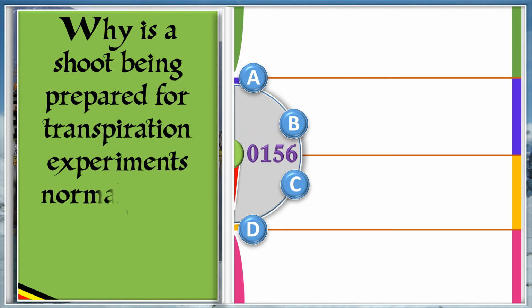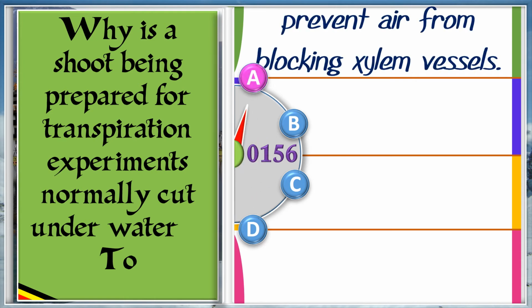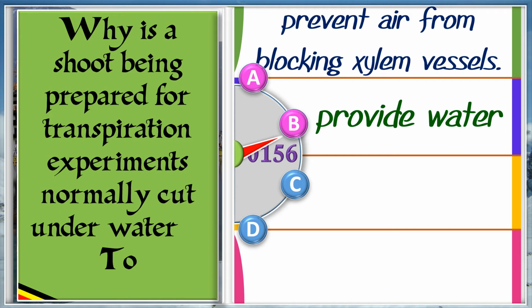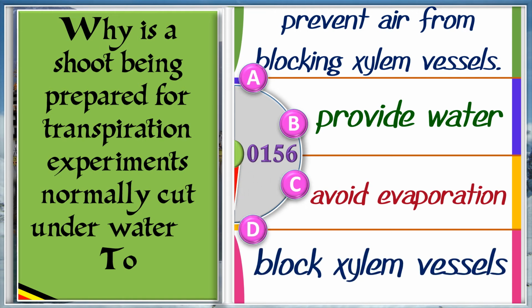Why is a shoot being prepared for transpiration experiments normally cut underwater? A. Prevent air from blocking xylem vessels. B. Provide water. C. Avoid evaporation. D. Block xylem vessels. And the answer is A. Prevent air from blocking xylem vessels.